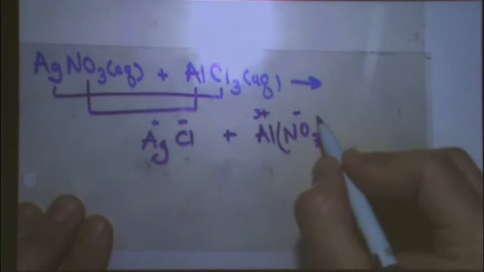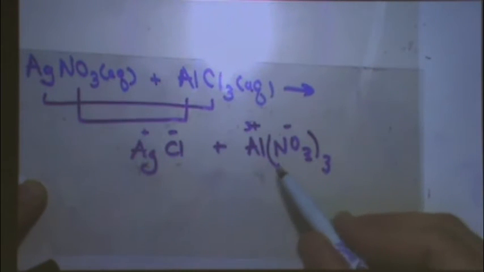To balance the charge here, I need 3 nitrates to go overall of -3 to balance with the aluminum of +3. Now I need to balance the reaction as a whole. So let's try that. I'm going to start with aluminum nitrate. That looks a little messy to me, so lost subscripts. 3 nitrates, so I need 3 nitrates over here.